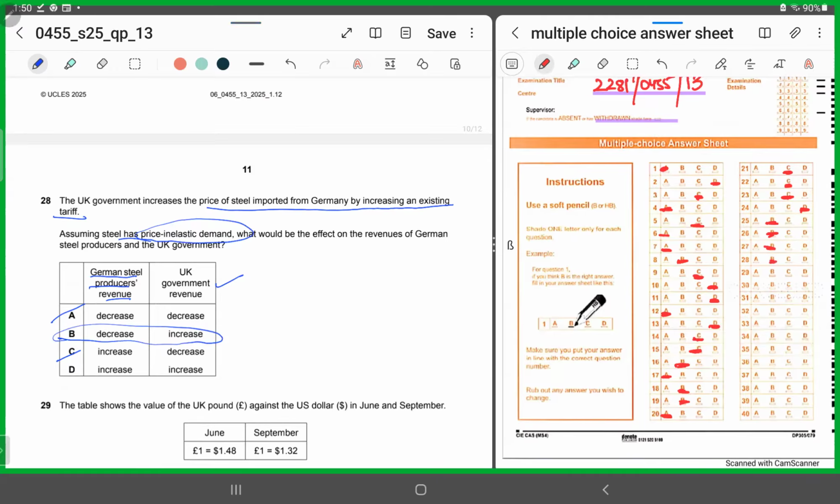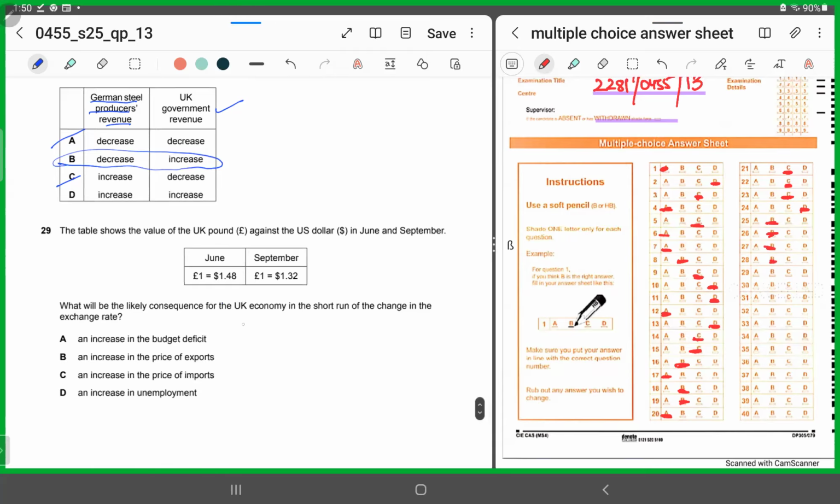29. The table displays the value of the UK pound against the US dollar in June and September. Now, if you look at the exchange rate, initially 1 pound was $1.48. What happened in September? It fell to 1.32. So it depreciated. This means that its exports got cheaper and its imports got expensive. Who's? UK. So now they are saying what is the likely consequence for the UK economy in the short run.